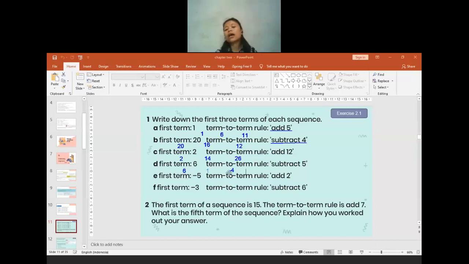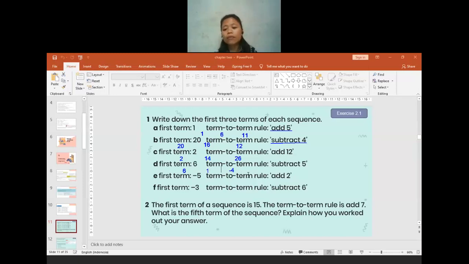So the first term, I just copy and paste. I write down 6. After I find the first term, read the rule. The rule says subtract 5, so I need to subtract it by 5. 6 minus 5 equals 1. And then 1 minus 5 equals -4.